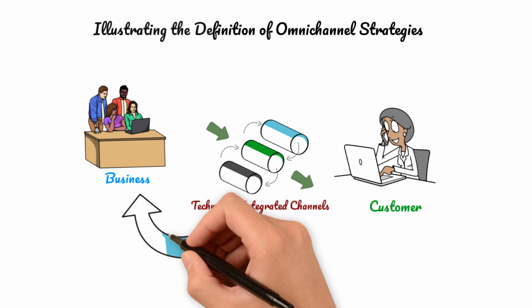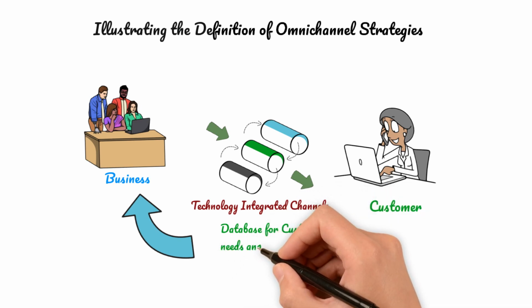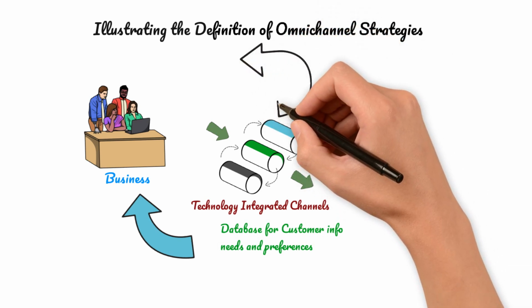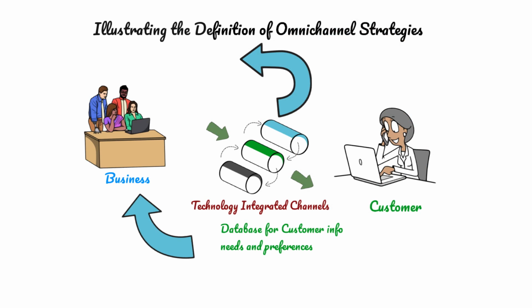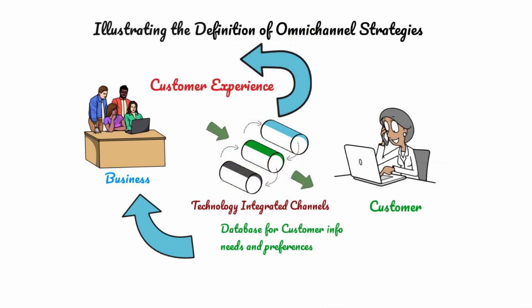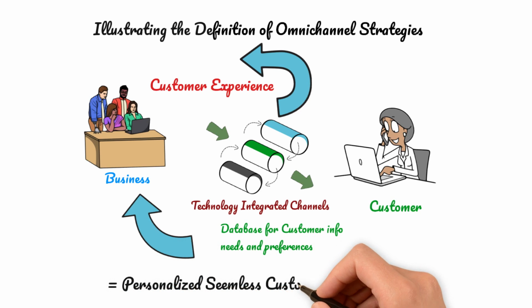From the customer to the business, data flows into a central database. This database contains detailed information about the customers, including their needs and preferences. In the opposite direction, insights from this data are used to refine the business strategy and approach, enhancing customer experiences across all channels.